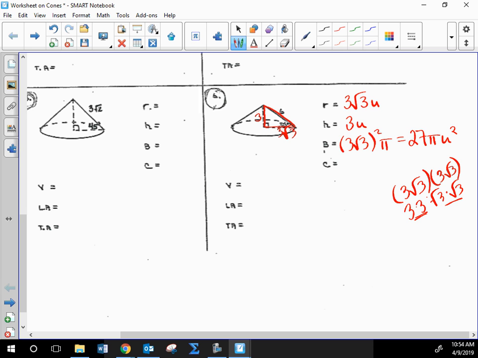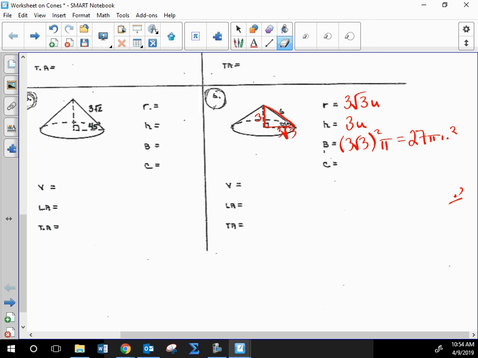Thank you. All right, what is my circumference? 6 root 3 pi. Isn't it like 6 root 3 pi? Yeah, it is. 6 root 3 pi. Do we agree with that? Yep. Because it's pi times our diameter. My radius was 3 root 3. We want to double that, 6 root 3.